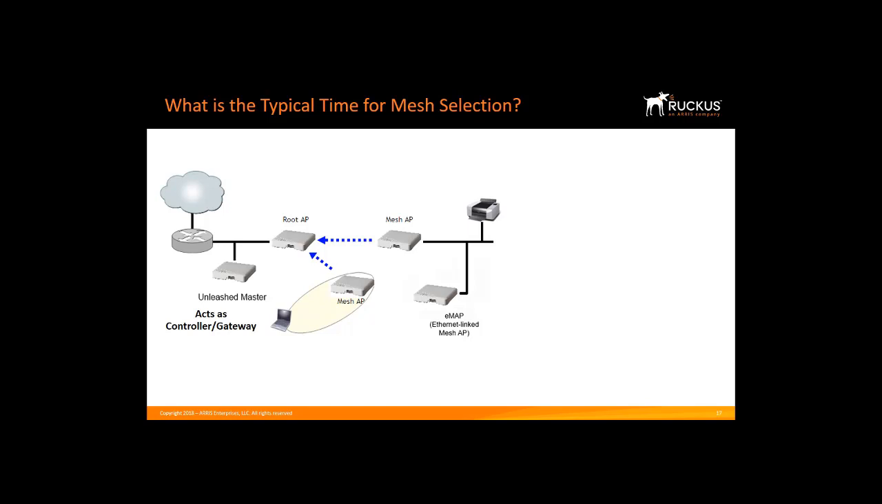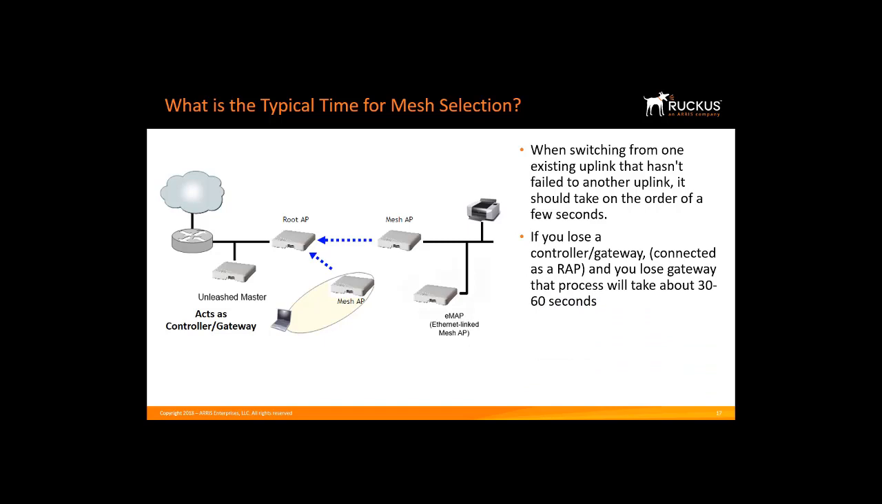What is the typical time for mesh selection? Typically, if you're just switching from one existing uplink that hasn't failed to another uplink, it should take on the order of a few seconds. If you're losing a controller or gateway, let's say you are connected as a wrap and you lose your controller or gateway, that process will take about 30 to 60 seconds. If you're losing the wireless uplink, that takes less time, maybe 10 to 20 seconds to reconnect.